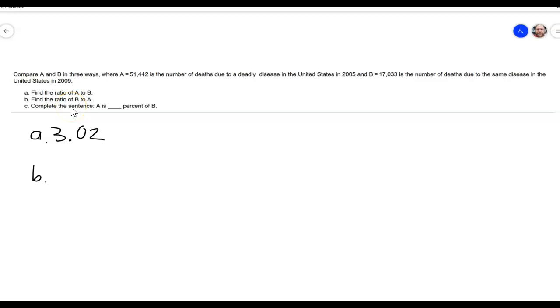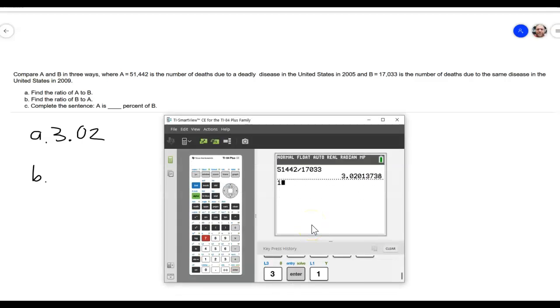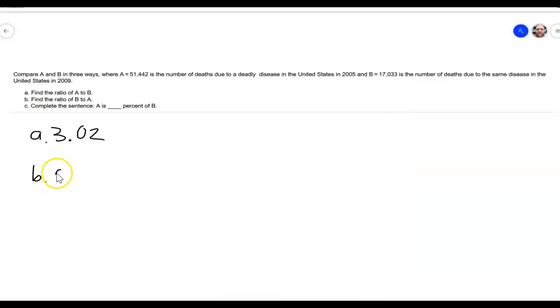All right, so B says find the ratio of B to A. Once again, ratio tells us fraction. B to A means B on top, A on the bottom, so we'll do the opposite. B goes on top, 17,033, divided by A on the bottom, 51,442. Rounded to two decimal places, we get 0.33. So that's our answer, 0.33.